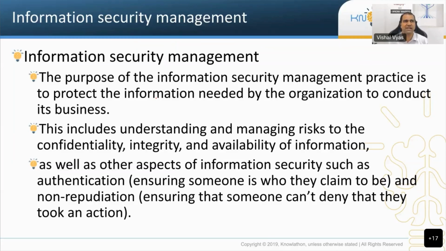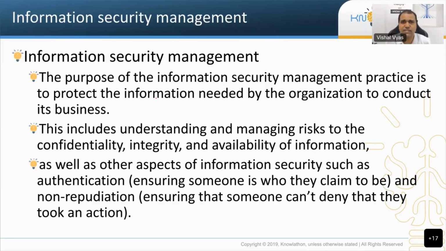This includes understanding and managing risks to CIA, confidentiality, integrity, and availability. There are other parameters also. Authentication, ensuring someone is who they claim to be. MFA, multi-factor authentication, and all these are concepts you know already. Non-repudiation, someone can't deny that they made a connection. The important parameters are confidentiality, integrity, and availability.